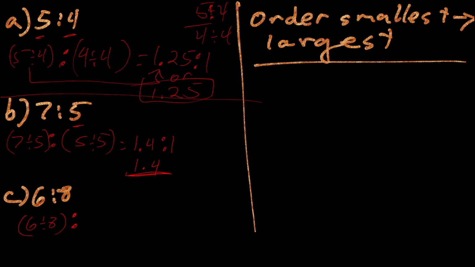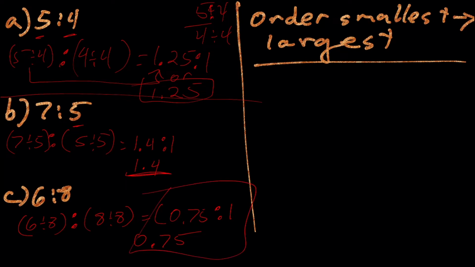And this is going to be 8 divided by 8. And now this is going to be equal to 0.75 to 1, which is just 0.75. So you can leave it in either of these forms.